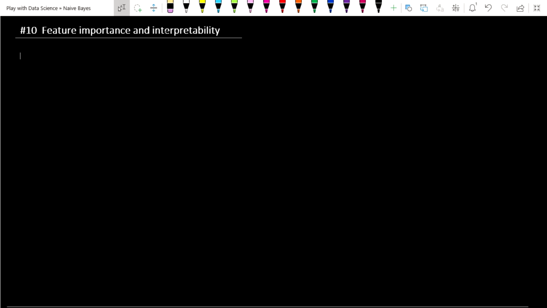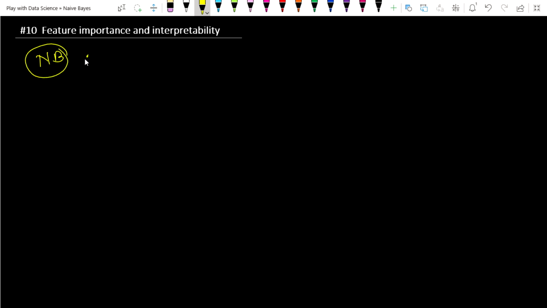So let's see, how is this model interpretable, or how do we find the actual feature importance of this model? In Naïve Bayes, we can find feature importance. We can also find feature importance in KNN. The same thing happens in logistic regression, where we can also find feature importance. But for SVM, if you remember support vector machines, we cannot easily find which features are important. Let's see how we find which features are more important in Naïve Bayes.